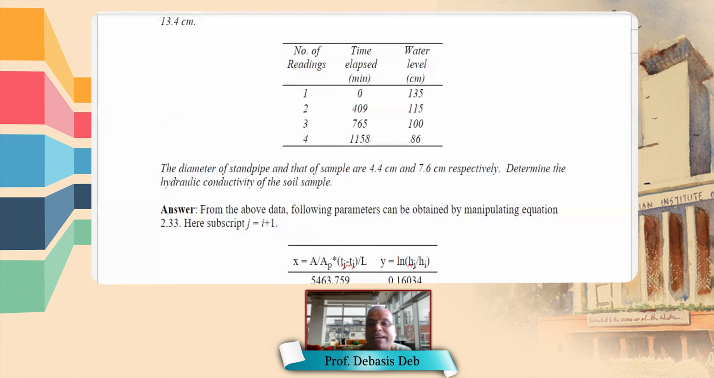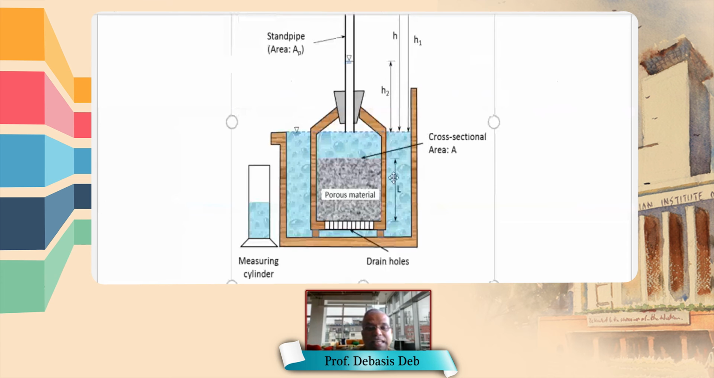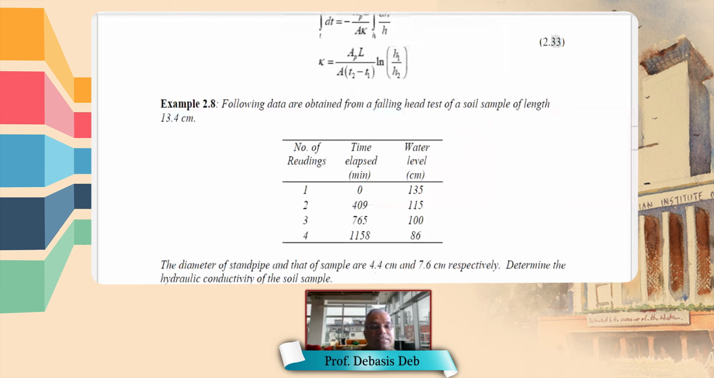Here falling head is given. Now you just see the way the problem comes. This is very important, how the problem is being given to you. Let's say the following data are obtained from a falling head test of a soil. So we have done testing of hydraulic conductivity of a soil sample of length 13.4 centimeter. That is our L. So you remember this length L is 13.4 centimeter.